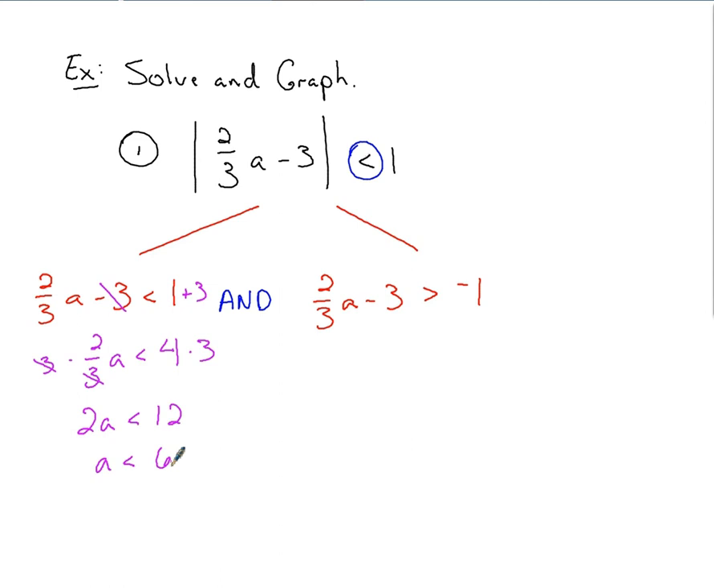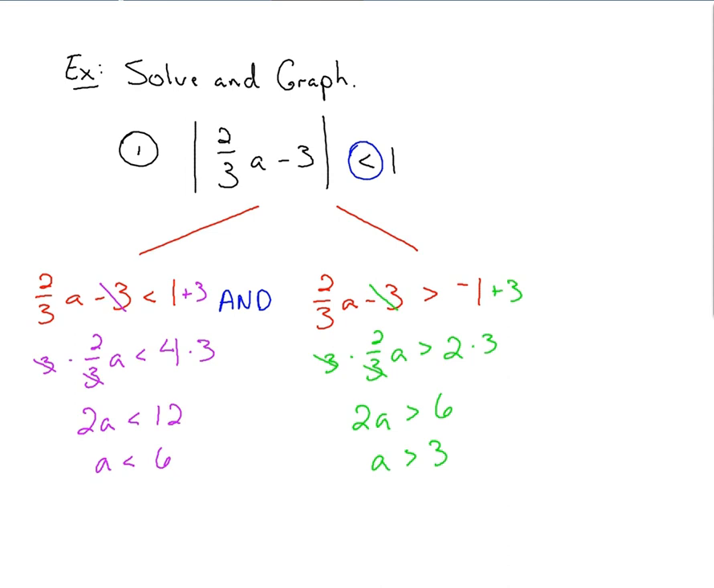In the meantime, this other inequality, same kind of operations, add 3 over, got 2/3 a greater than 2, multiply by 3 to clear the 3, got 2a greater than 6, divide by 2, a is greater than 3.